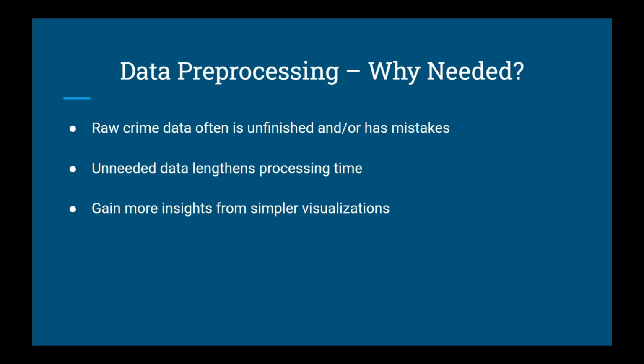So, why is data preprocessing needed? Raw crime data is very often unfinished or has mistakes in it. The website where the data is from, data.gov, that's where we got the LA crime data from, said itself that there could be inconsistencies in the data, and the data is only as accurate as what is presented. So always be careful when you're going through the data. That's why it's very important to pre-process the data first before you get into any visualizations. There's also unneeded data that lengthens the processing time, and you can also gain more insights from simpler visualizations of data.